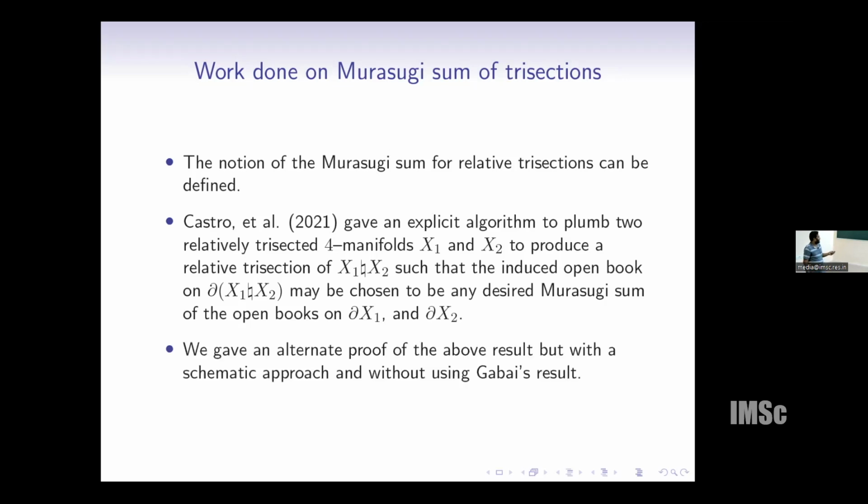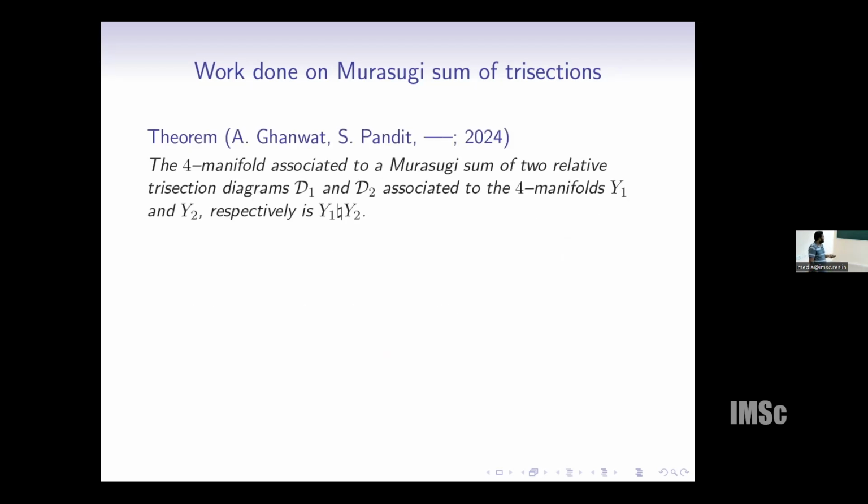We have a similar result. We have reproved this result using a schematic approach, without using Gabai's result. They used Gabai's result on the boundary to extend to the inside, but we have proved this result purely at the diagrammatic level, and in fact Gabai's result is a corollary of our result. So this is the statement of the result. The 4-manifold associated to the Murasugi sum of two relative trisection diagrams D1 and D2, associated to the 4-manifolds Y1 and Y2 respectively, is Y1 boundary connected sum Y2.